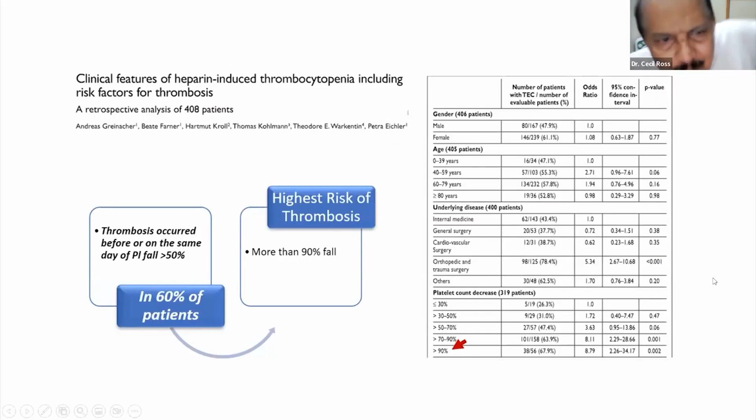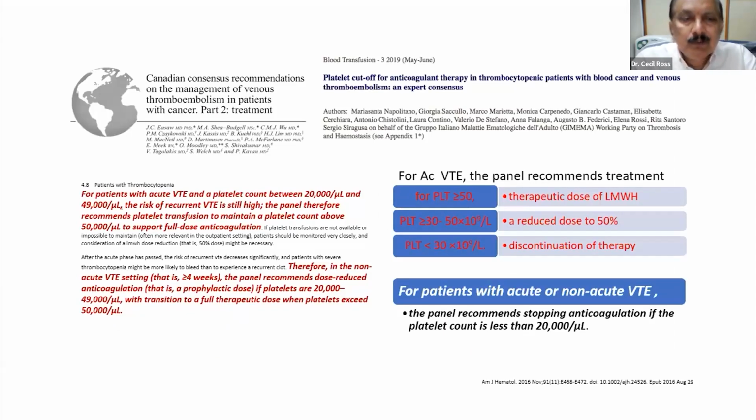So if you look at these papers on critical features of patients who develop thrombosis in the ICU, a large number of people, 60% of patients, develop thrombosis when the platelet fall is more than 50% of its basal value. All right. But the highest risk of thrombosis occurs when there is more than 90% drop in the platelet count. So thrombocytopenia does not predict thrombosis. In fact, when there is a drastic drop in platelet count, then you think of it.